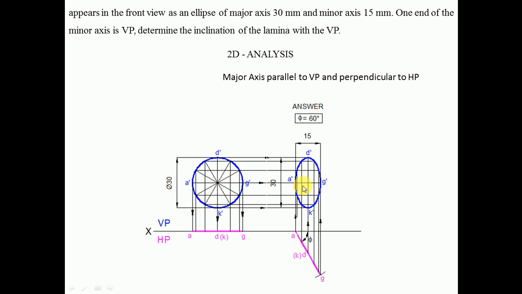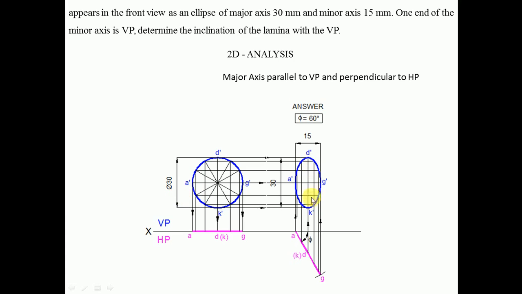Then this is the minor axis, and this is going to be the major axis. The minor axis AG is inclined to VP, so you are getting the apparent length, which is 15 mm. DK is parallel to VP, so I am getting the true length. So here you are going to get the distance equal to 30 mm.